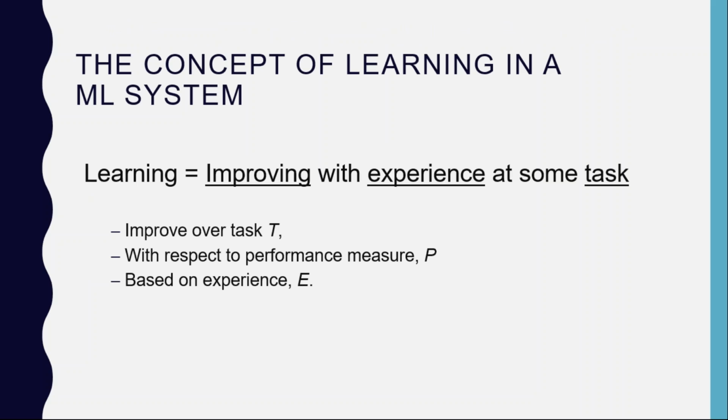So the concept of machine learning can be defined in a very proper way: learning equals improving with experience at some task T. It means you perform a task T, you gain an experience E, and with respect to experience E, you improve your performance measure P. Whenever we do a particular task T, from that task we gain some experience, and next time when we do that particular task, we want to improve our performance on it. That's what we call the learning process. And when a machine does that, we call it machine learning.